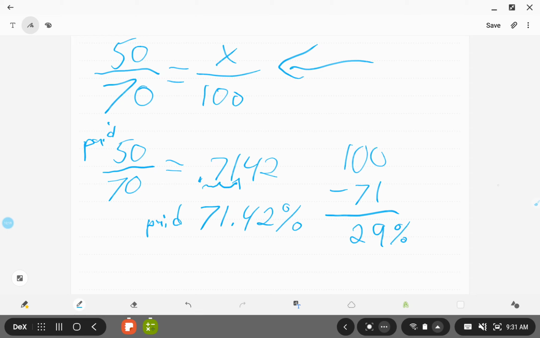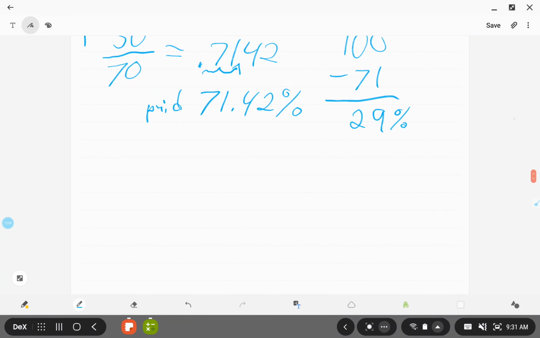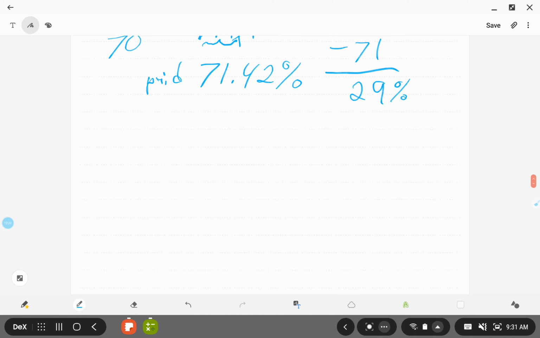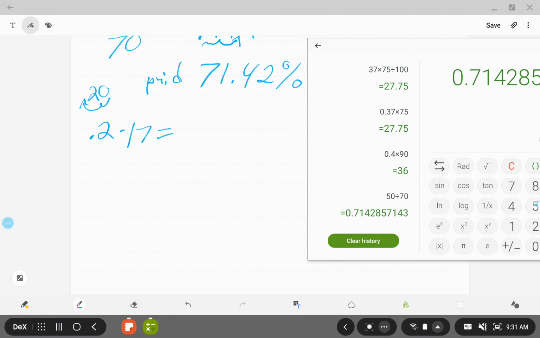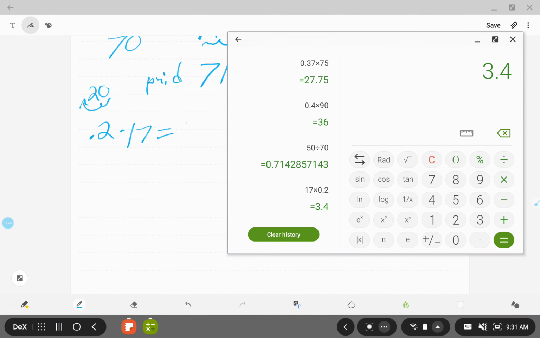Some problems, it's really easy to do the decimal, especially if it's a direct problem where they give you the original and they just want you to find the sale, right? If you're trying to figure out what 20% off of 17 is, you just do 0.2 because 20% moved 2 places, right? And then I multiply that by 17, and that would give me my answer. So it's super quick and easy. 17 times 0.2. And there's my answer, 3.4, right?